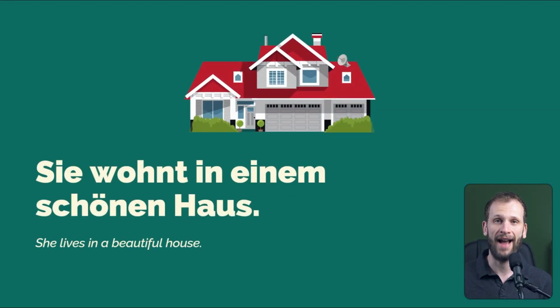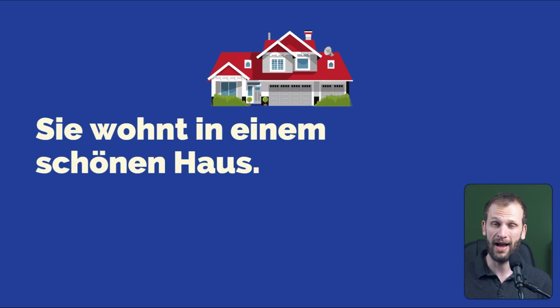Sie wohnt in einem schönen Haus. She lives in a beautiful house. So here we have, for the first time, the dative case. In is a two-way preposition. There'll be a video coming soon. If you want it, then let me know in the comments. So it sometimes takes the accusative case for motion, if you're going somewhere, and for position, it takes the dative case. Here we have the position. It's about living somewhere, not about traveling, going, moving, running, flying somewhere. So dative: Sie wohnt in einem schönen Haus.